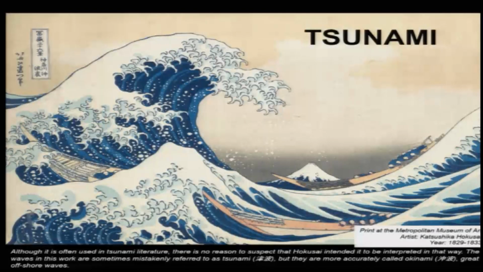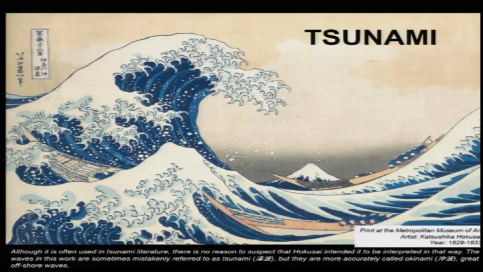Now, with the introduction of the tsunamis, mostly in the literature you will find this picture from Japan. It was drawn by Hokusai in the years 1829 to 1833, and it is often mistaken for a tsunami wave. Of course, tsunami waves are deadly, and some have interpreted that they are so deadly that they have a claw which can eat away the landforms and settlements, and it could be much larger than Mount Fuji also. Although it is often used in tsunami literature, there is no reason to suspect that Hokusai intended it to be interpreted in that way.